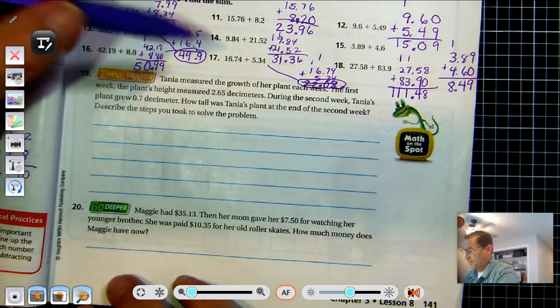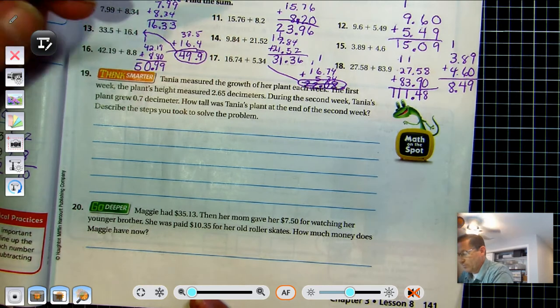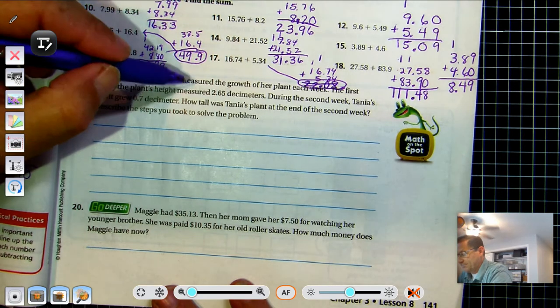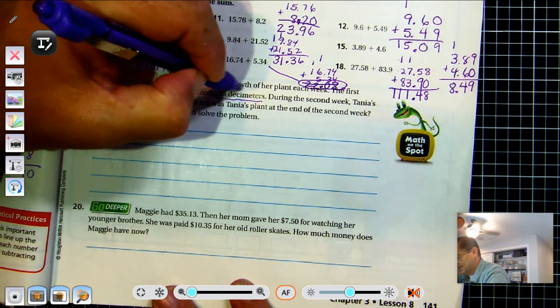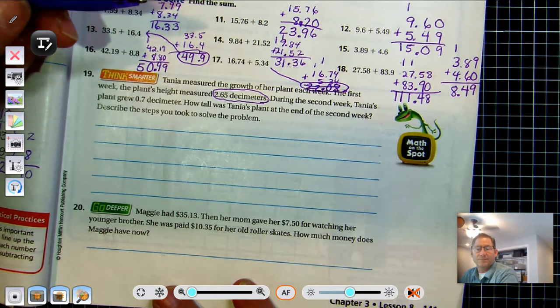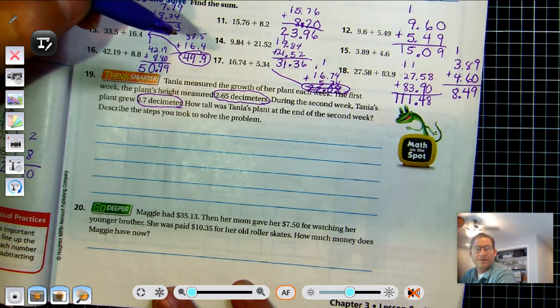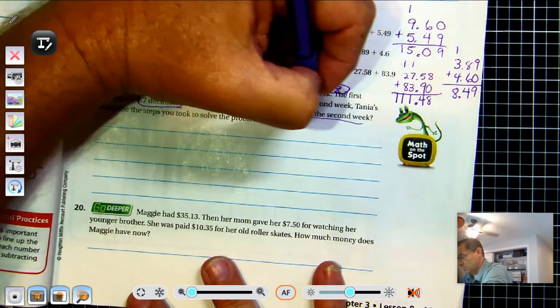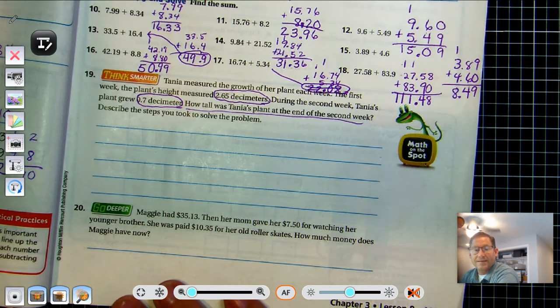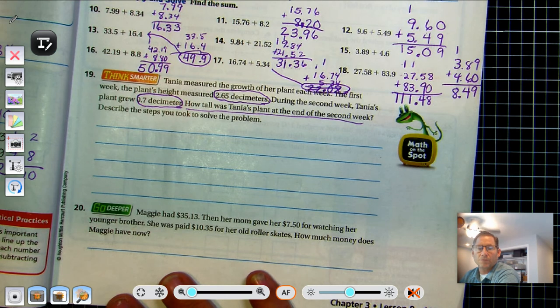Tania measured the growth of her plant each week. The first week, the plant's height measured 2 and 65 hundredths decimeters. During the second week, Tania's plant grew 7 tenths decimeter. How tall was Tania's plant at the end of the second week? Describe the steps you took to solve the problem.